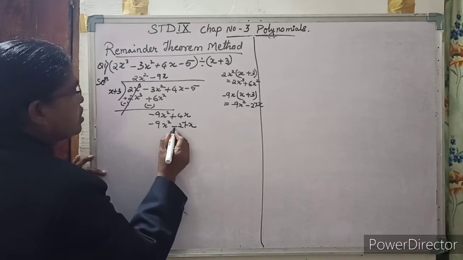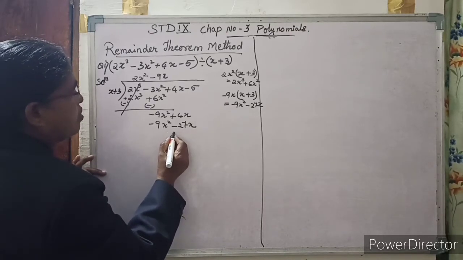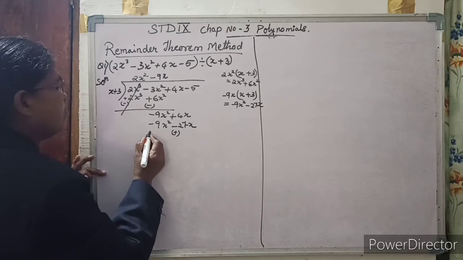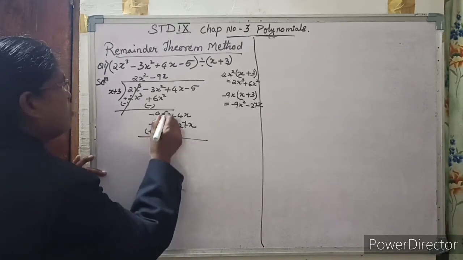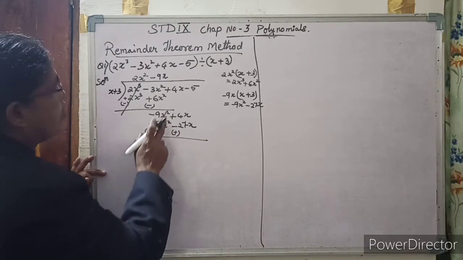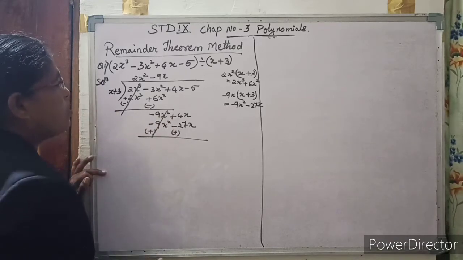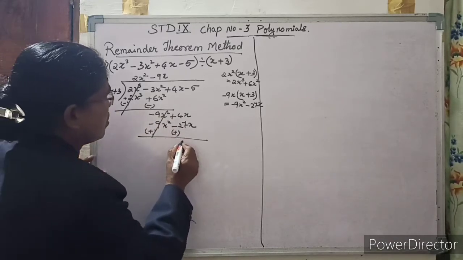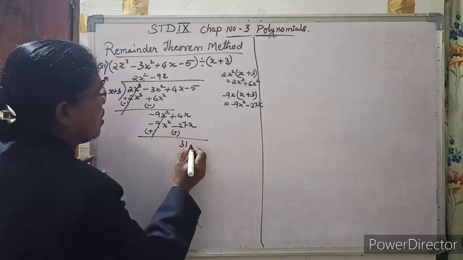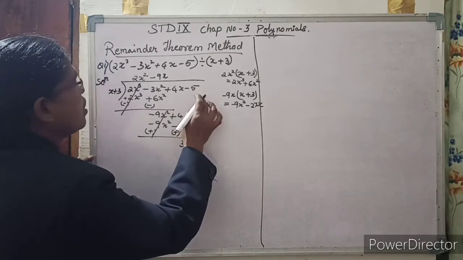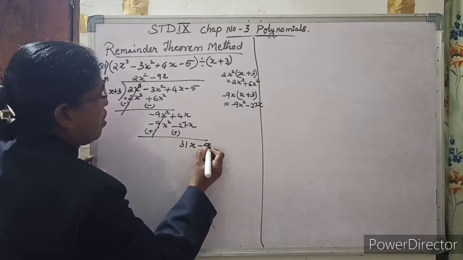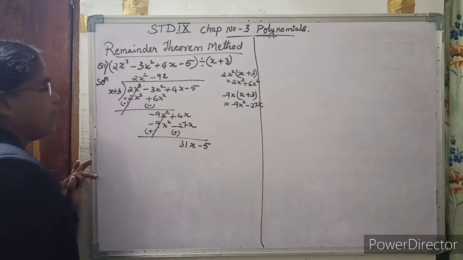So do subtraction now. For that we have to change the sign. Minus means it will become plus. This minus, it's plus. So this again gets cancelled. Now these two have the same sign. Add and put the same sign. So it is plus 31x. Bring down the next last term, that is minus 5.